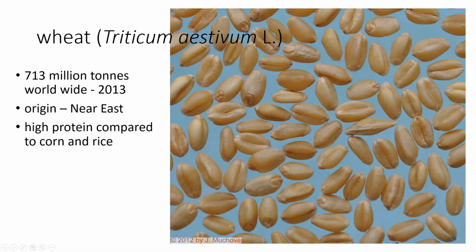There are many different kinds of wheat. The principal one we have is Triticum aestivum. There was a 2013 production of 713 million tons. Wheat is grown on more land area than any other crop.